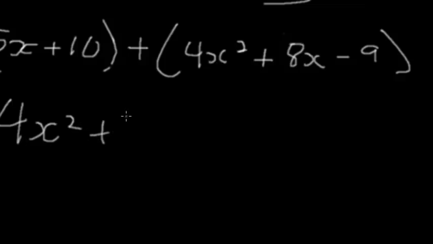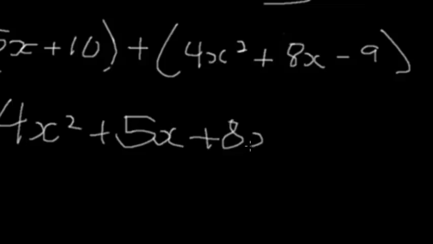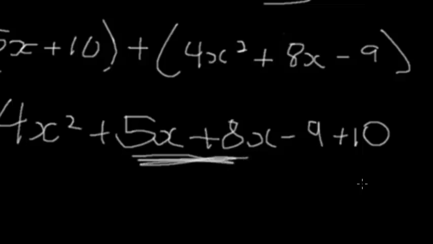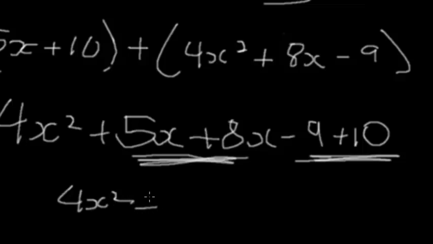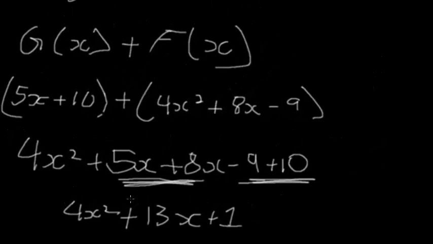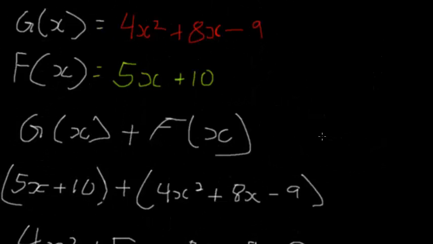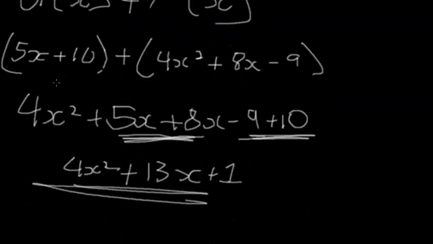plus 5x plus 8x minus 9 plus 10. And we can just add these together and these together, and it becomes 4x squared plus 13x minus 9 plus 10, which equals 1. So this is our answer from all of that. This is the first part that we learned.